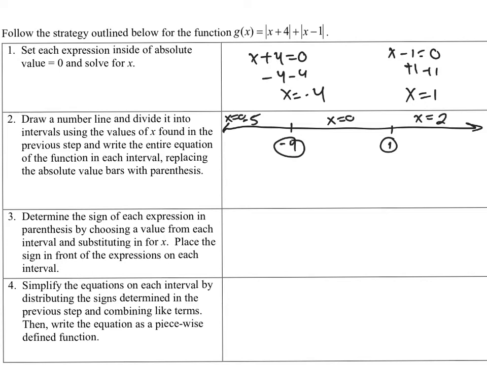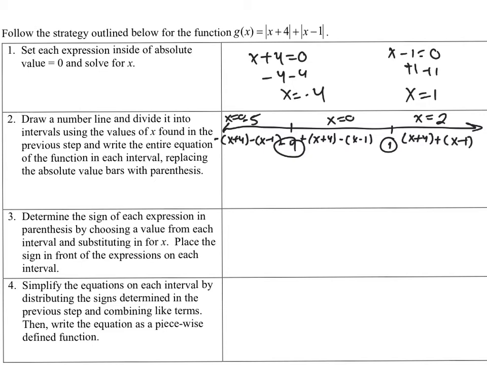Now we have to do the same thing that we did before and drop the absolute value signs and give it parentheses. So we have negative x plus 4, negative x minus 1. We really have to pay attention to our signs here. When x is equal to 0, our first sign is going to be positive, and our second sign is going to be negative. And when x is equal to 2, both signs will be positive.